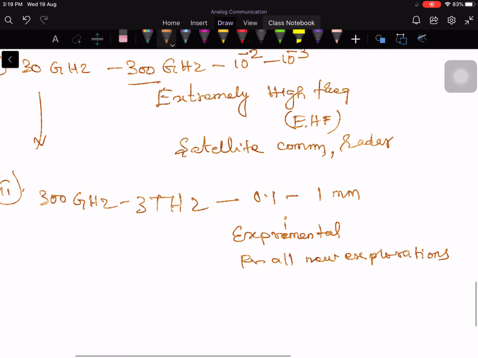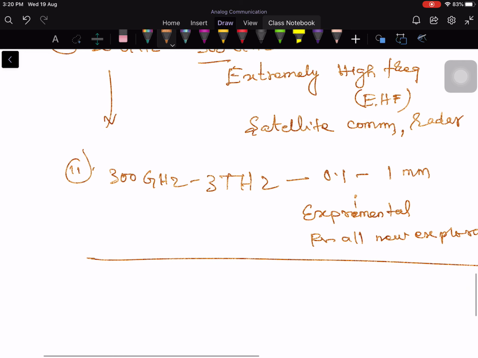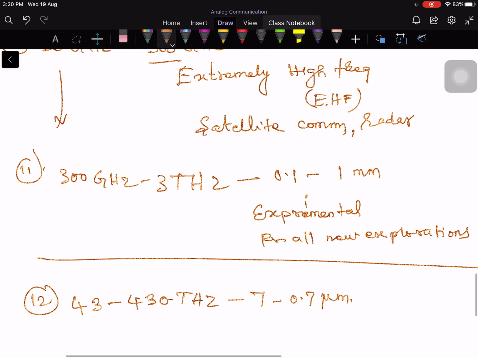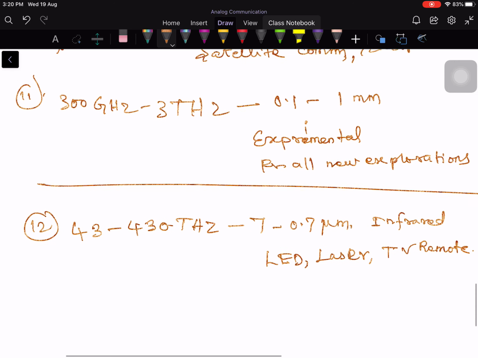Then the next one is not in terms of multiples of 10: 43 to 430 terahertz. Okay, the corresponding wavelength is 72.7 micrometer, and this corresponds to infrared actually, and this infrared is used in LED, then laser, and TV remote. TV remote is operating in this frequency range only.